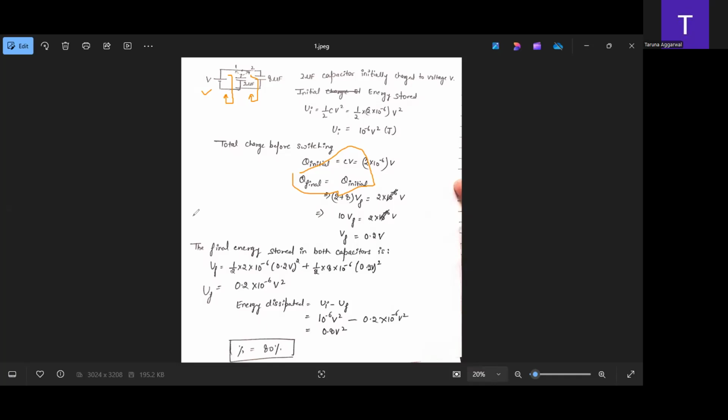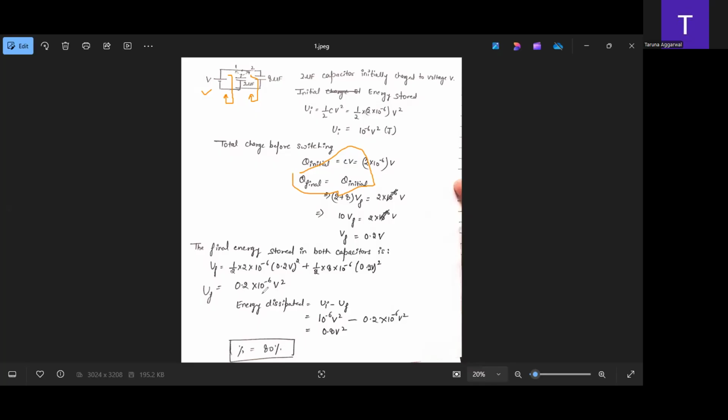Now, the final energy stored in the capacitors is half 2 into 10 to the power minus 6, and what is the voltage? 0.2 V square, plus half 8 into 10 to the power minus 6, 0.2 V square. So this is the UF, which is equal to, after solving this equation, you will get 0.2 into 10 to the power minus 6 V square, right?